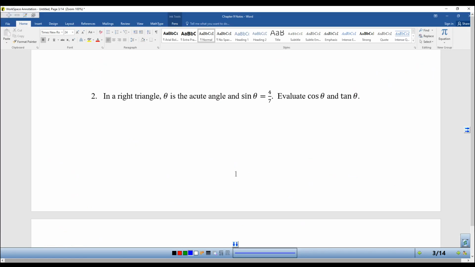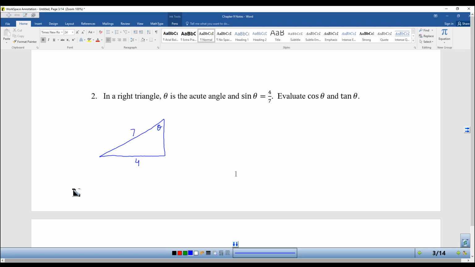In a right triangle, theta is the acute angle. So just so we don't get into a bad habit here, I'm going to put the theta up here. I don't want you to think it's always in the lower corner. Now they told me that sine of theta is 4 over 7. With just that information, I can figure out the whole triangle. So its opposite is 4, and then the hypotenuse is 7.